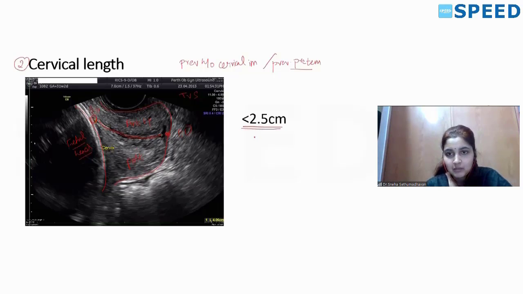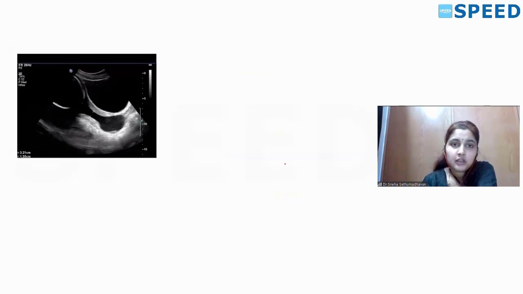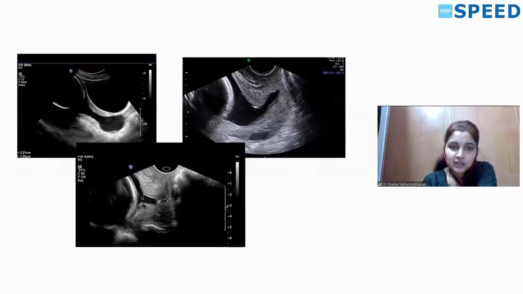If it is less than 2.5 centimeters, there's an increased chance of the patient going into cervical incompetence, and you'll have to offer her a treatment of progesterone or a cervical stitch to prevent the baby from getting aborted, getting expelled. Okay. Now, you might have read that there are signs of cervical incompetence. First, there will be a Y-shaped opening, and then there will be a V-shaped opening, and then a U-shaped opening of the cervix.